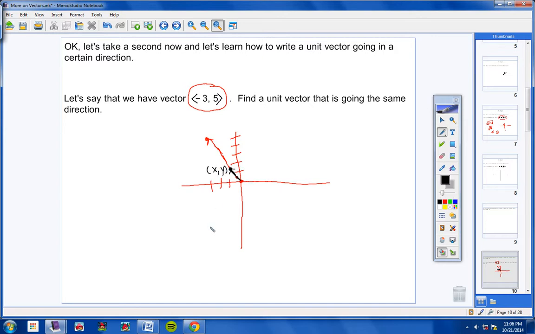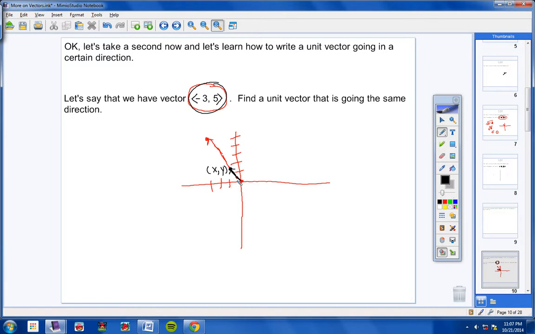So it sounds pretty simple, and it really is pretty simple. So whenever we say to find a unit vector that's going in this direction here of another vector, it just simply means how far up this vector here would you go until you had a length of 1 for your vector, okay?